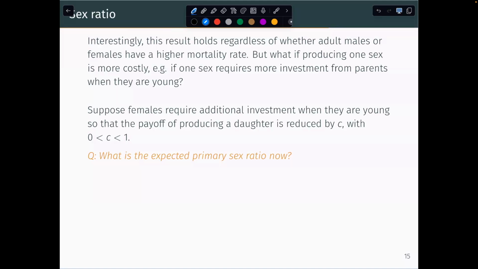that are male. In this case, we're going to suppose the opposite. Suppose females require additional investment when they're young. So the payoff of producing a daughter is reduced by C, where C is between 0 and 1. Okay, so now we need to think about what is the primary sex ratio now. Does this have any effect?